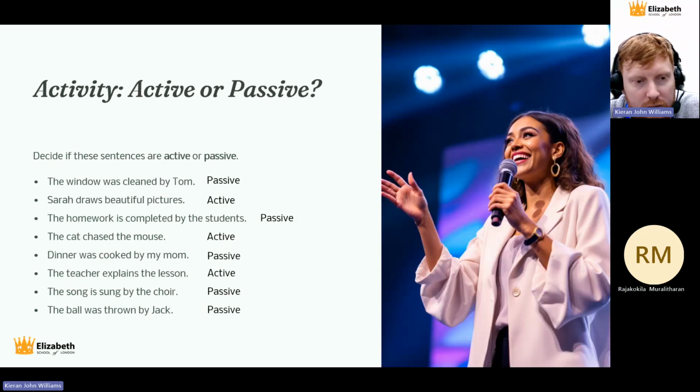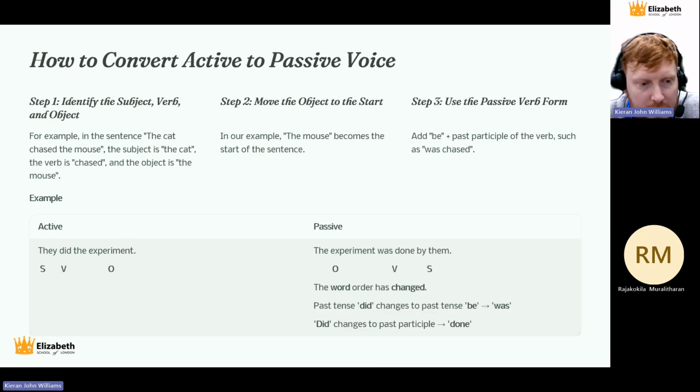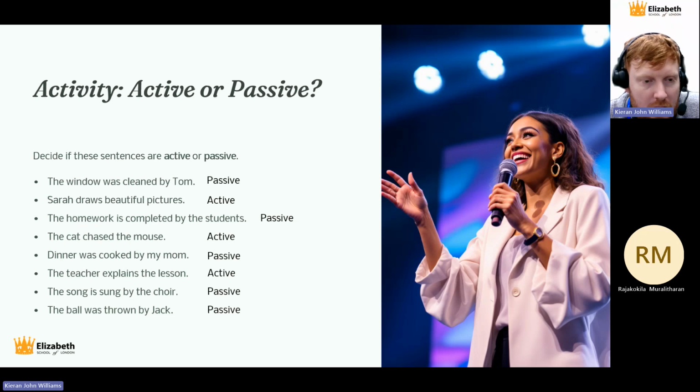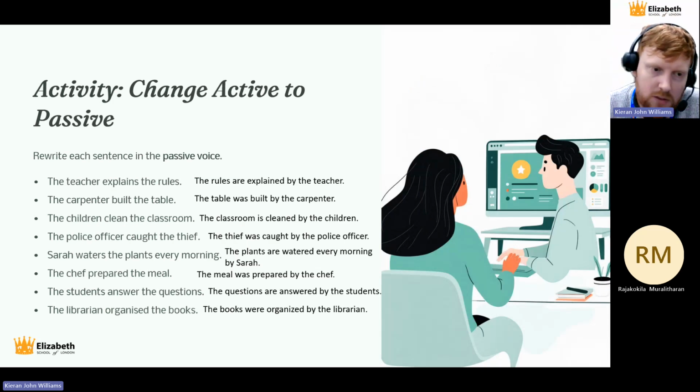And the other thing you need to remember is you need to put be in the right tense, so either was or were, or am, is, or are. And you need to put the verb in the past participle form, so the third form of the verb. Okay, so let's come back and look at the first one. The teacher explains the rules.